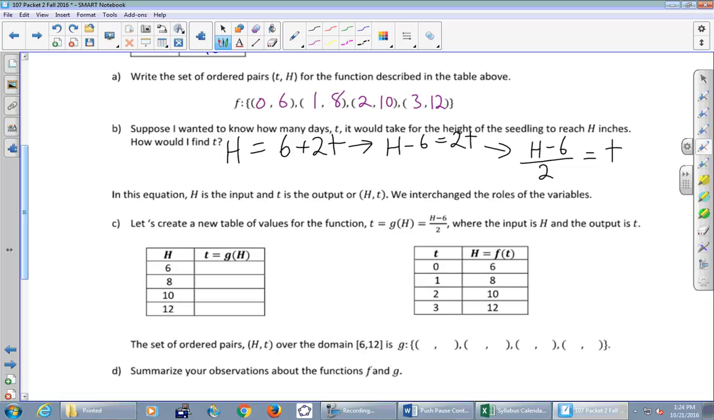We're going to create a new table for this brand new function. The function that's written up here, T equals H minus 6 over 2, is there. The only thing in the middle is just a brand new function. We're calling it the G function. That's not super important, but G of H is now the input. Okay, let's fill in. If we plug in 6 for H, 6 minus 6 is nothing divided by 2 is nothing. So I'll just put this here. G of 6 is 6 minus 6 over 2, which is 0 over 2, which is 0.